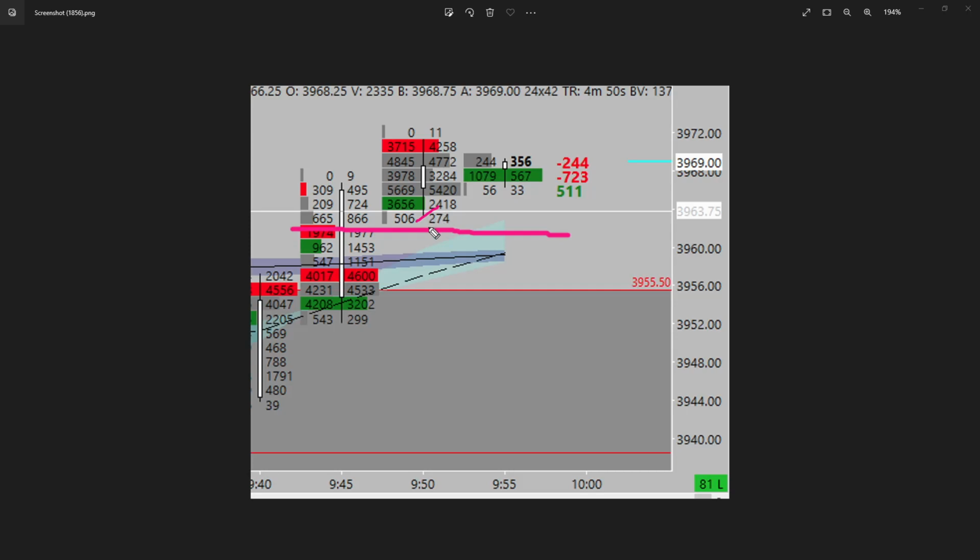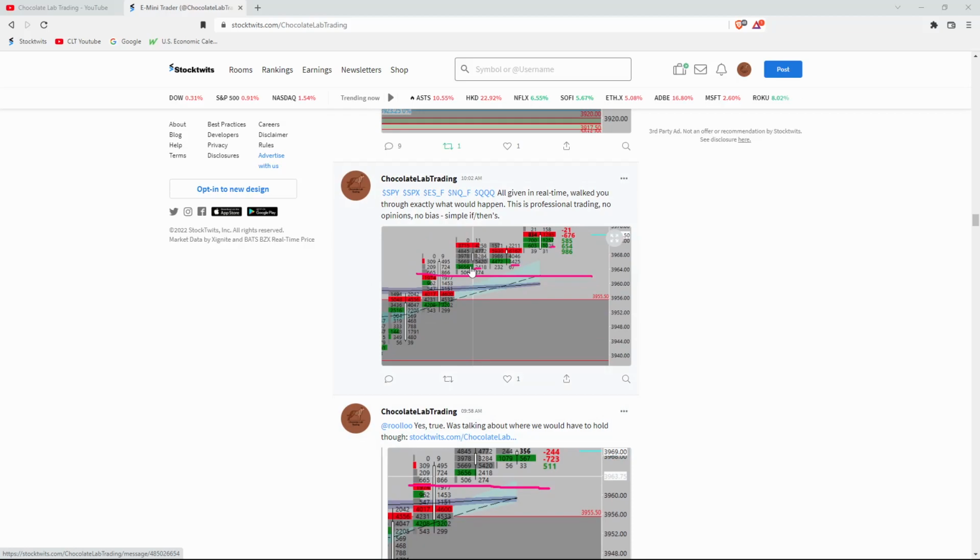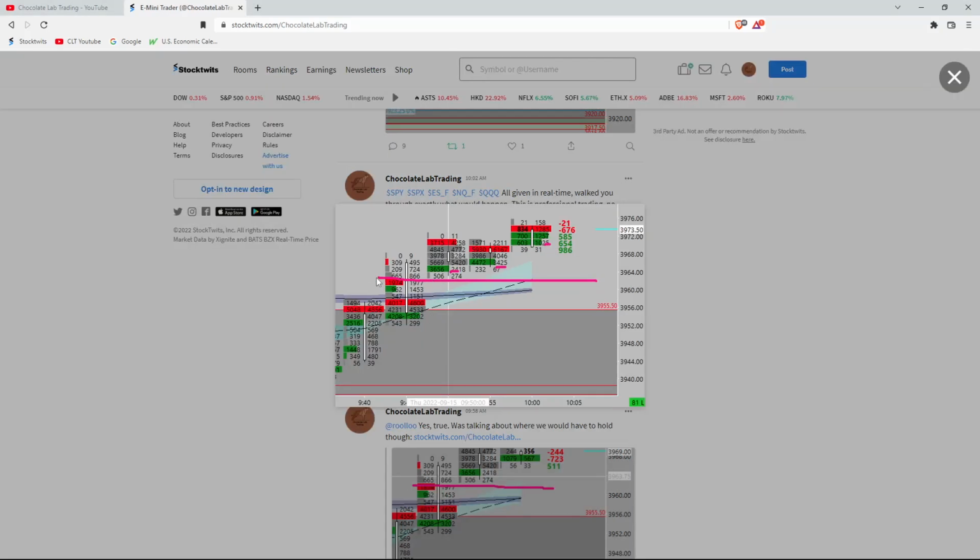You see the buying imbalance, not the cleanest exhaustion, so maybe you're on the sidelines. And next candle opens, we see a bid trying to move up and exhaustion. Just some notes that you were able to take from the footprint. Okay, all given in real time, walked you through exactly what would happen. No opinions, no bias, if-thens.